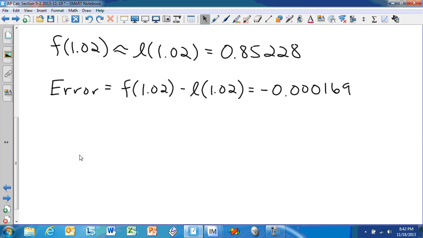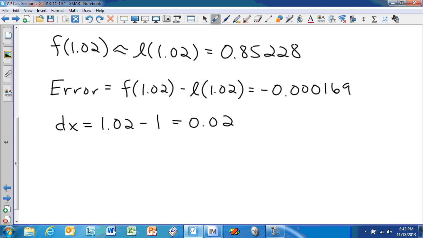They also ask us to calculate dx, dy, delta x, and delta y. So let's start with dx. dx, remember, is just the difference in your x values here. So our x value is 1.02 minus our starting value, which was c equals 1 there. The difference in those gives me 0.02. So a small change in x for us. That's the change in the x's for my linear function.